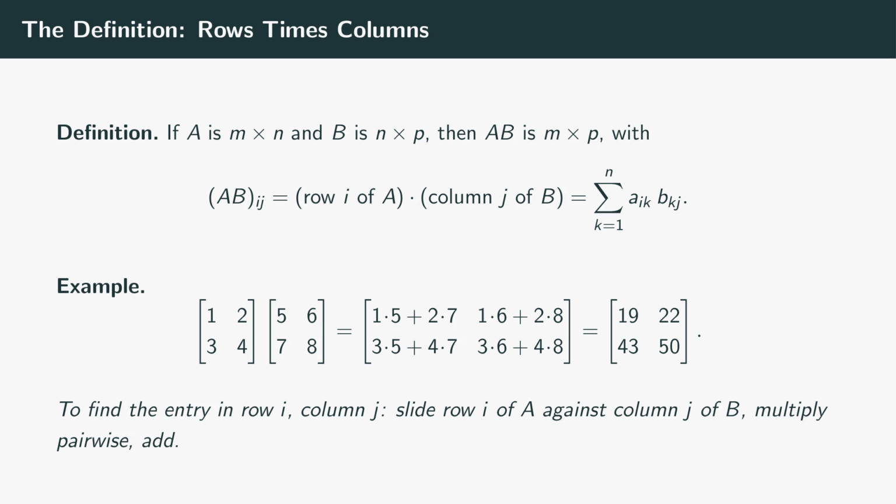To get the top left entry of the product, take the first row of the left matrix, 1 and 2, and dot it with the first column of the right matrix, 5 and 7. 1 times 5 plus 2 times 7 is 19. The top right entry uses the first row against the second column, 1 times 6 plus 2 times 8 is 22. Work down to fill in 43 and 50. Notice the result is not the entrywise product of the two matrices. It mixes rows and columns together. This recipe is correct and mechanical, but it does not yet tell you why multiplication is defined this strange way. For that, we need the idea of composition.